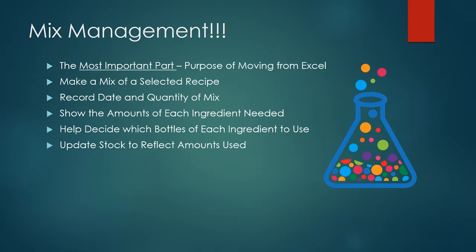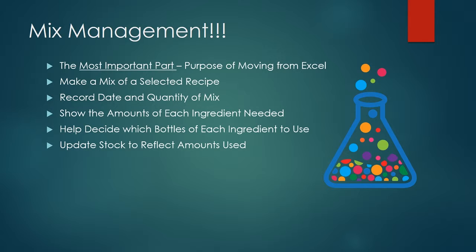So the main things that the mix management part of the database is going to do for us is, we'll go in and say, I want to make a mix of a certain recipe, and we click on it, and we start the mix process. We're going to have to record a date, so we'll enter a date and the actual amount of that recipe that we want to make to create the mix. And that will then work out how much of each ingredient is needed and display it for us.